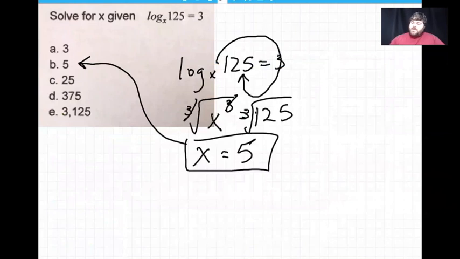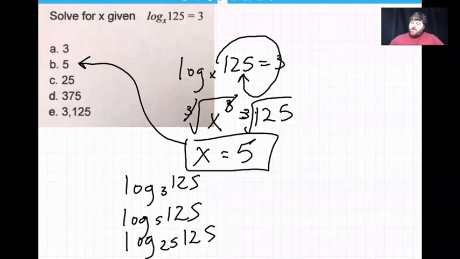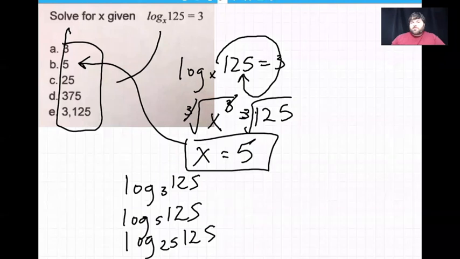Let's say you didn't. You could guess and check. You could say, what's the log base 3 of 125? What's the log base 5 of 125? What's the log base 25 of 125? You could test all these numbers in for x. Just plug and chug, right?